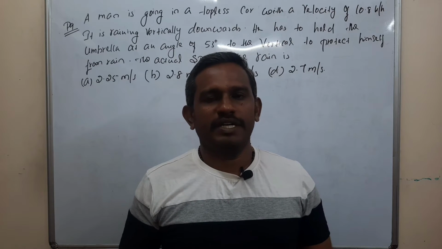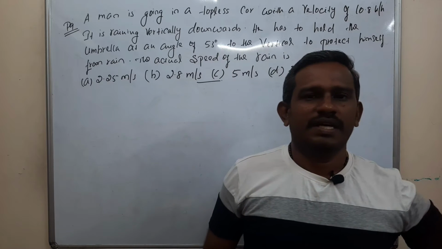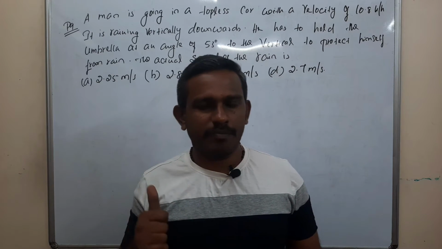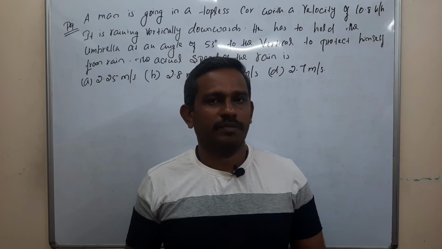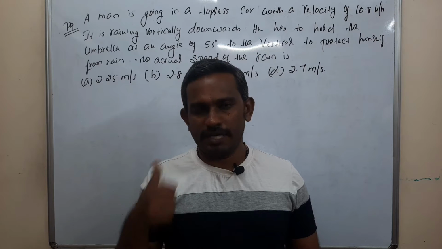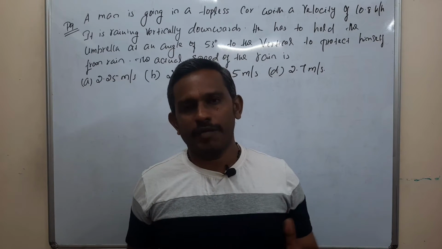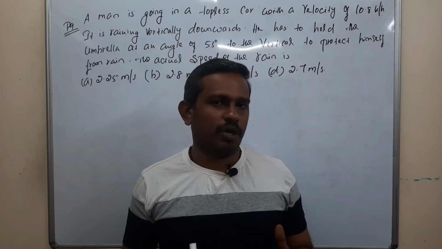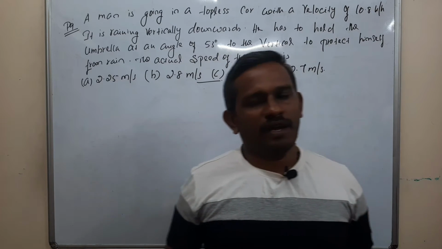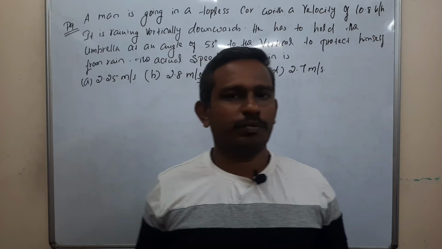Let me continue my discussion on the topic of relative velocity in two dimensions. In relative velocity in two dimensions, we have two topics: the rain problem and the riverboat problem. We are discussing sums of the rain problem. So far we have discussed 8 problems. Three more problems we have to discuss in this session, and after that we will go to the next topic, that is the riverboat problem.